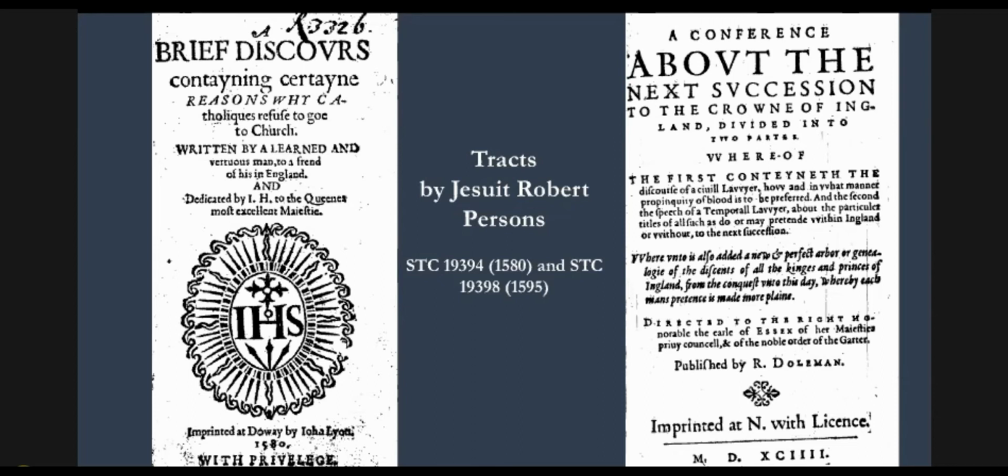Parsons eventually left England for permanent exile on the continent. In 1595, his conference about the next succession to the crown of England, which debated the prohibited subject of Elizabeth I's successor, appears under another pseudonym, R. Dolman, with an imprint claiming it was printed at N with license, which indicates Antwerp.